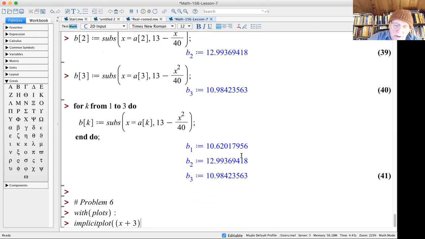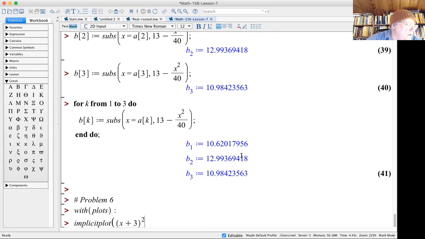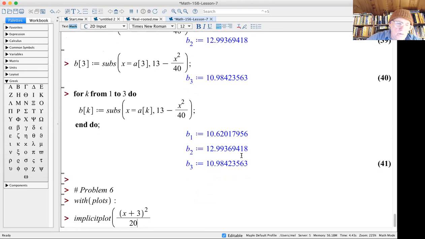x plus 3 squared over 20 plus y plus 4 squared over 80 equals 1. Suppose I graph it for maybe x going from minus 10 to 10, y goes from minus 10 to 10.